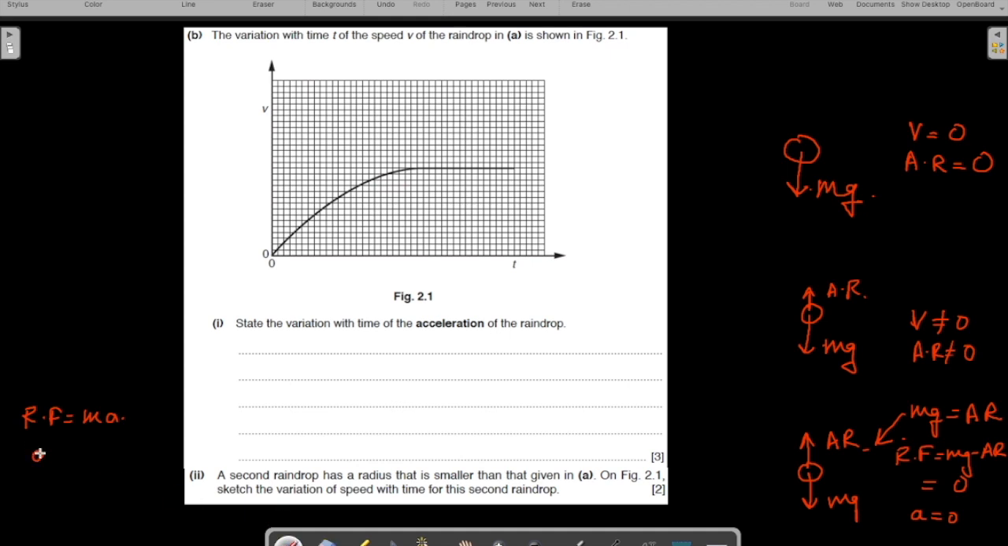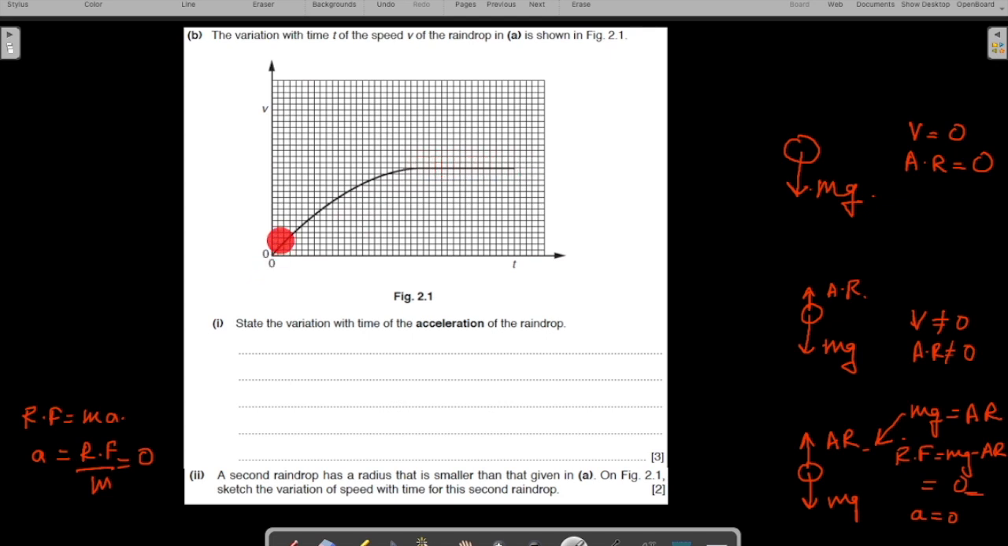So acceleration is resultant force over m. When the resultant force becomes 0, acceleration becomes 0. In this part, the acceleration has become 0. That means it is not increasing any speed. It is not a case of decreasing speed. It is a case of constant speed.